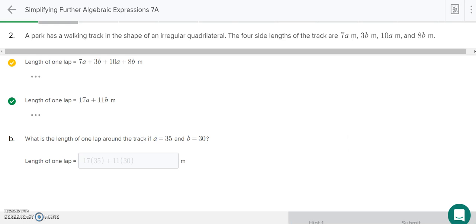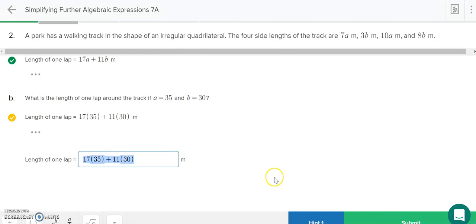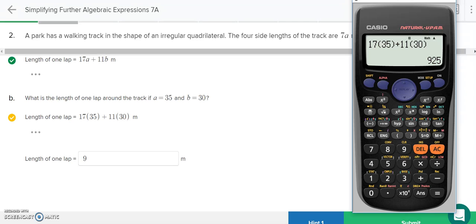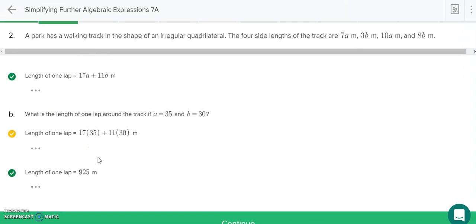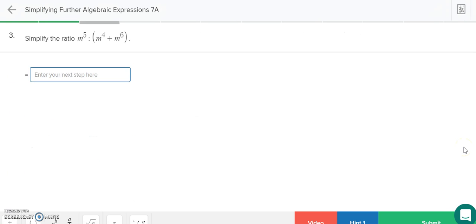So I'm going to type in 925. Hooray! Okay, on to the next question.